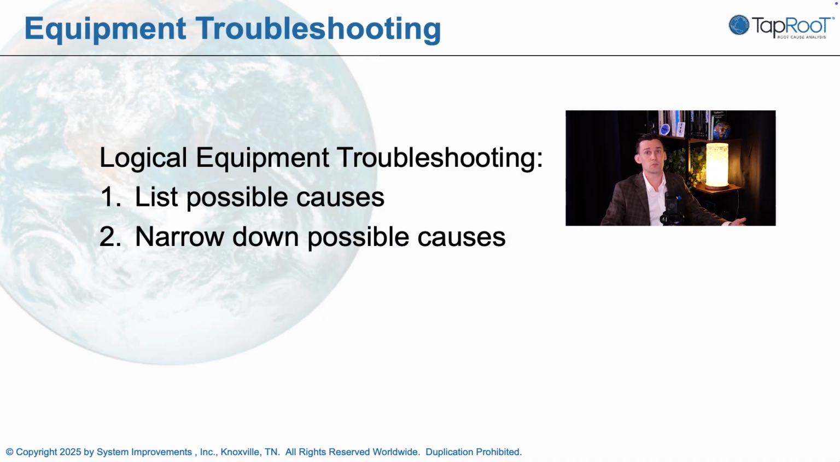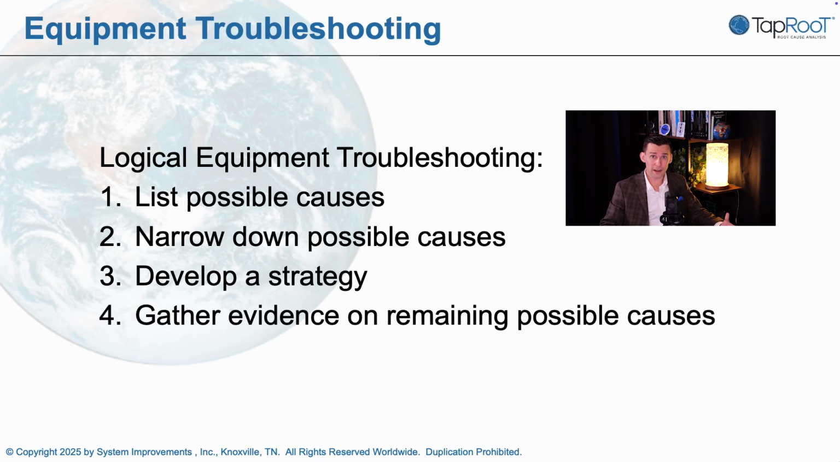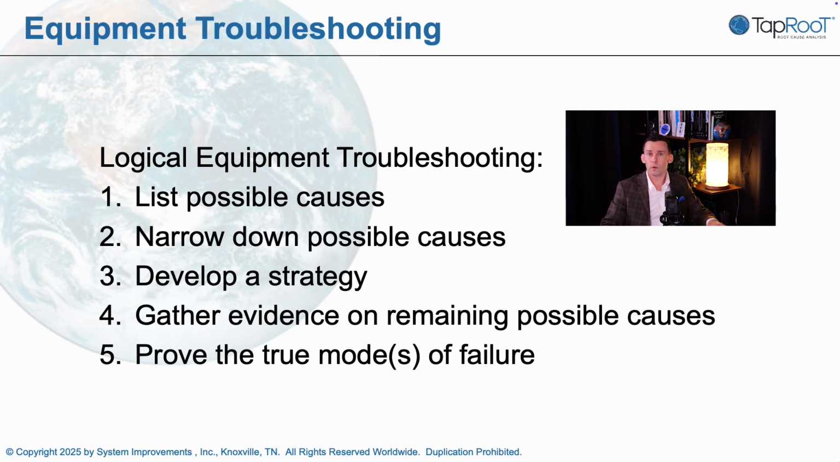Second, we narrow down the possible causes to see what are the things that we have not checked yet, what are the things that do apply to our system that we need to go either say yes or no to. We need to develop a strategy to gather that evidence so we don't lose any of it. And then finally, we go gather that evidence so that we can prove how the equipment failed. We never want to guess. We never want to hope. We need to prove exactly how the equipment failed, proving the true mode of failure. At that point, we will understand what happened, and that's the only point where we can jump into a root cause analysis. We can never ask why unless we understand what.